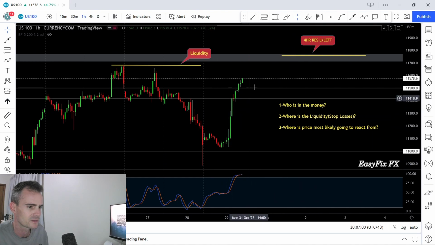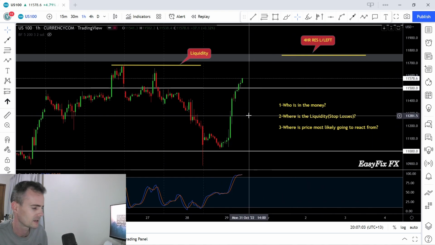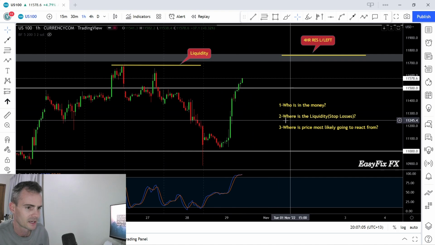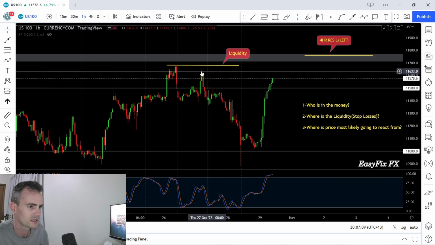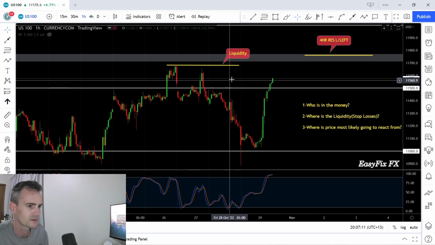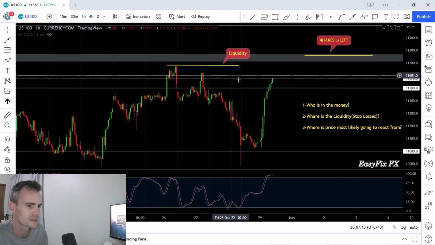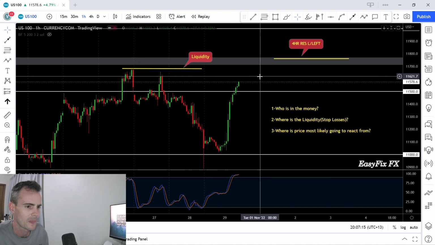So if we look at this, we can see buyers are currently in the money. The second thing is, where's the liquidity? Where's the stop losses? So we can see clearly here there's equal highs over here, so there's stop losses and there's liquidity at this level.